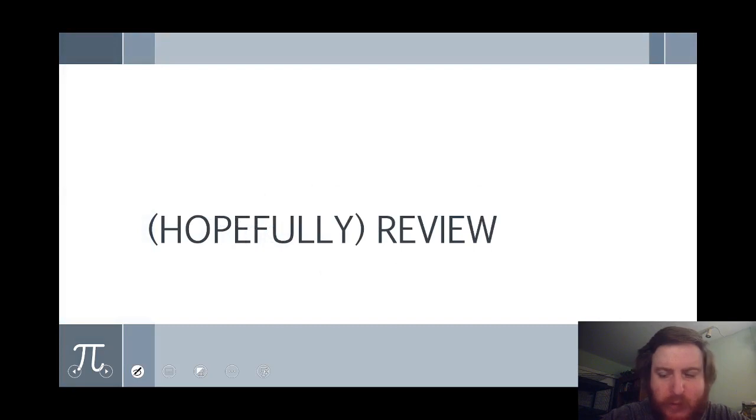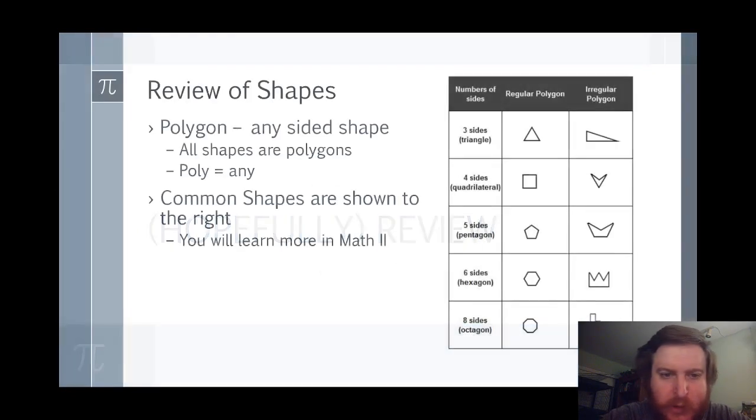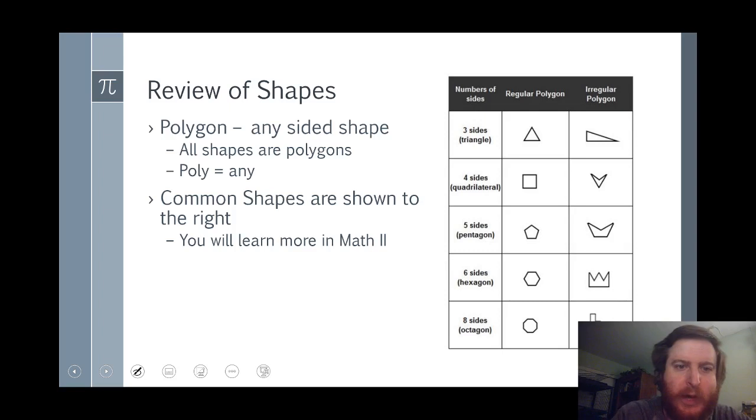Hopefully this first part is review, but like I said, we have to go through the review first. This should be review from middle school, maybe even some of it from elementary school, of different shapes. So when we have the word polygon, that word poly means any, and gon means sides or shapes. So when we see polygon, it's any sided shape. So basically all shapes that we can name are polygons.